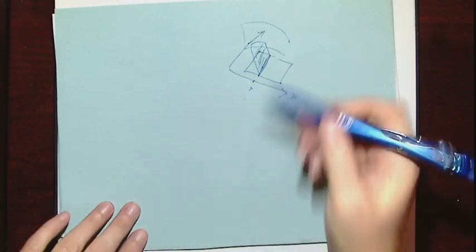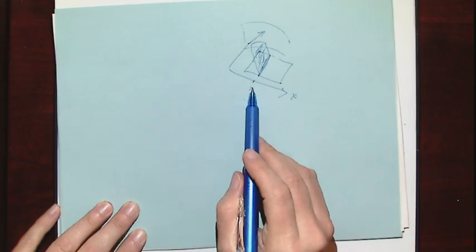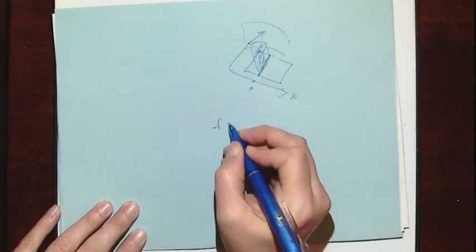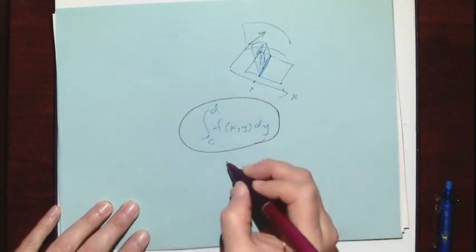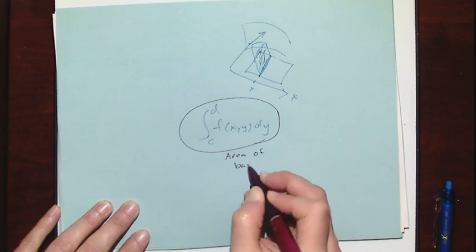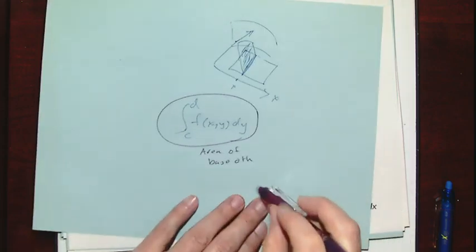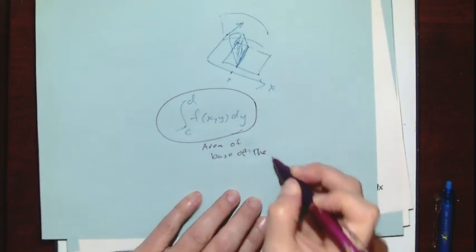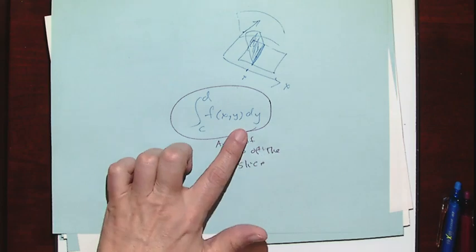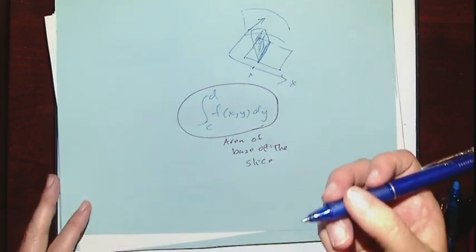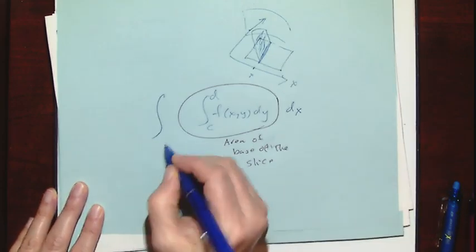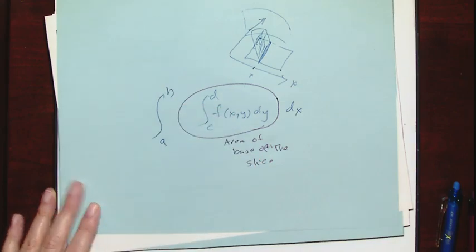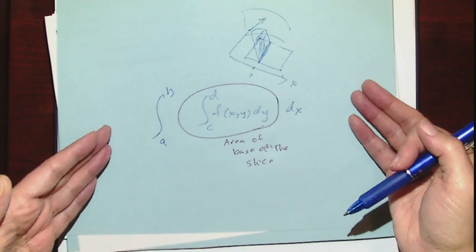So you compute that. But how do I find the area over here if x is fixed? The integral of f of x and y with respect to y, and you know that goes from c to d. This gives me the area of the base of this slice. And then I have to add all these slices, so I multiply by delta x, writing it as dx, and I go from a to b. So I find the area, then I find the outer one.